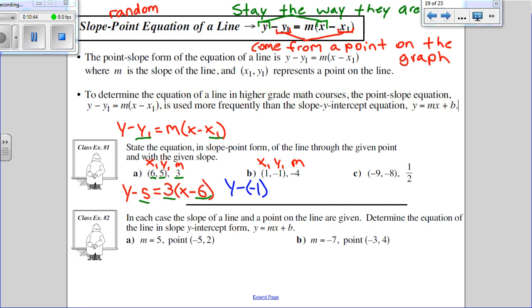Okay. Be careful with your negatives. That's always what throws people off. Make sure if you have two negatives, you actually show them both so that you change it to a positive, so you don't make a mistake. Equals m, which is -4, and then x minus x1, which is just positive.